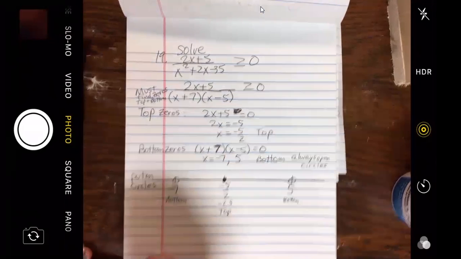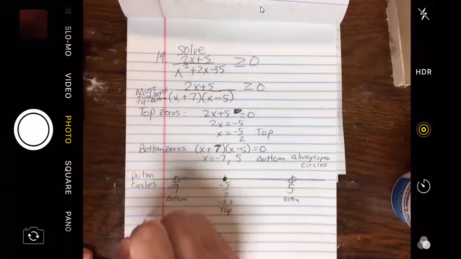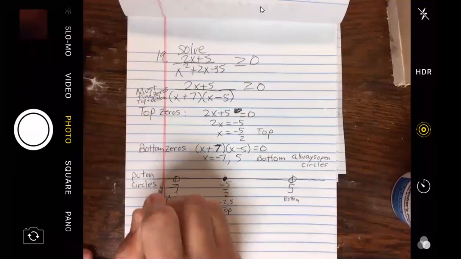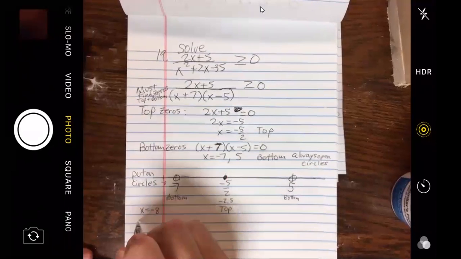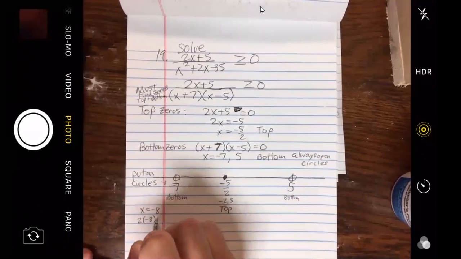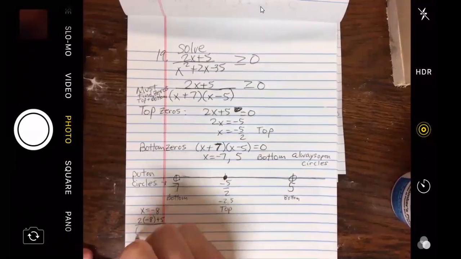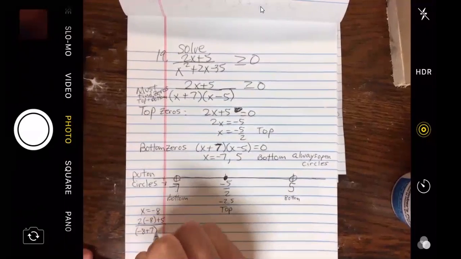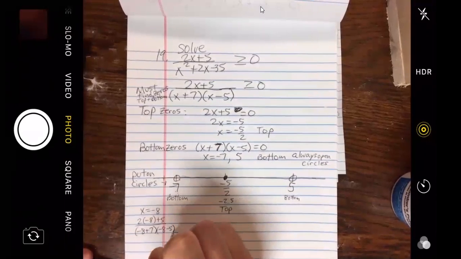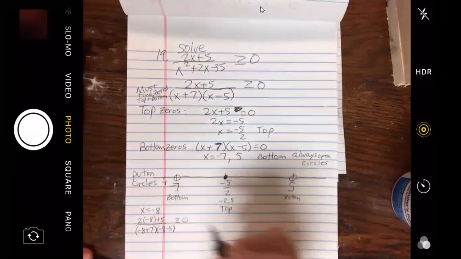Are we ready to test? Yeah. Okay, so I guess we'll try -8. We'll have 2 times -8 add 5, over -8 add 7, times -8 minus 5, greater than or equal to 0.